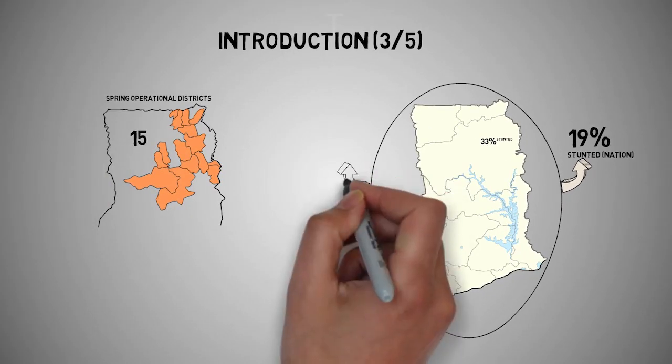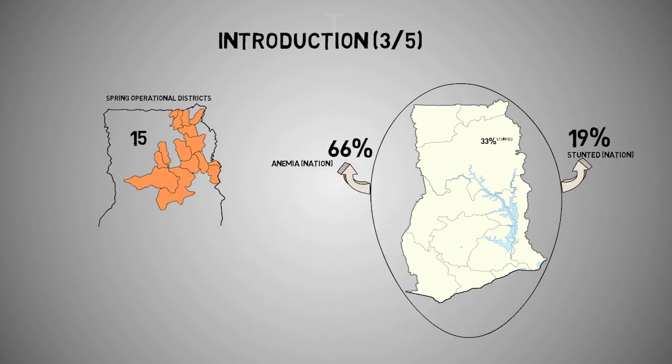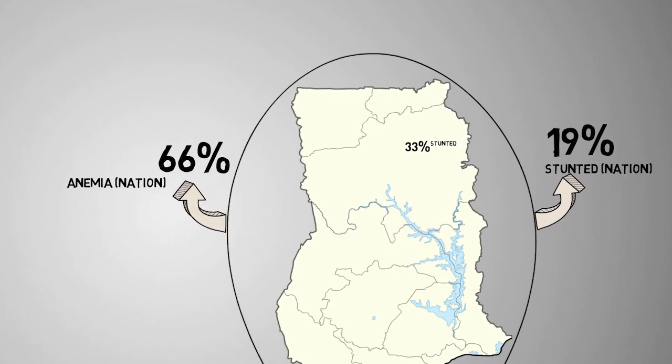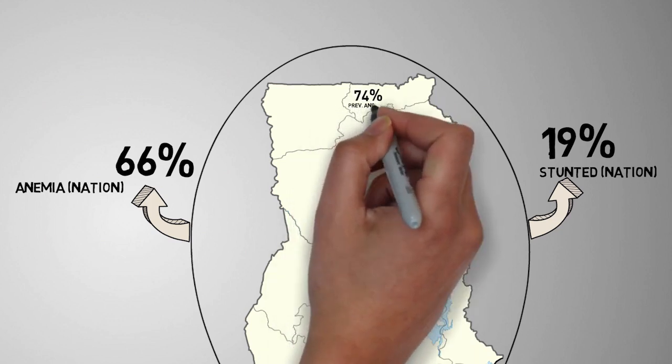Anemia is another significant public health problem for Ghanaian children, with a national childhood anemia rate of about 66%. In the northern region, the prevalence of anemia is about 82% and 74% for that of the Upper East region.